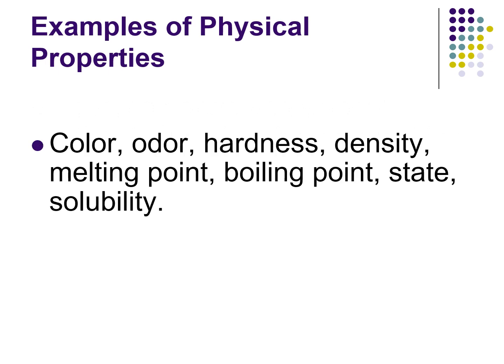Examples of the physical properties. Suppose there is a change in the color, change in the smell, change in the hardness, density, melting point, boiling point, state, solubility. These are all called the physical properties of the substance. That means the ones which we can see with our naked eye are considered the physical properties.